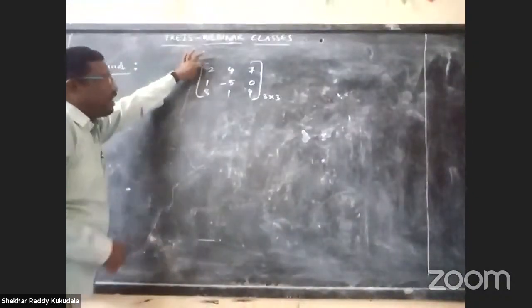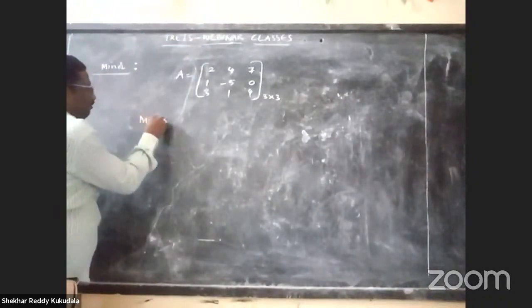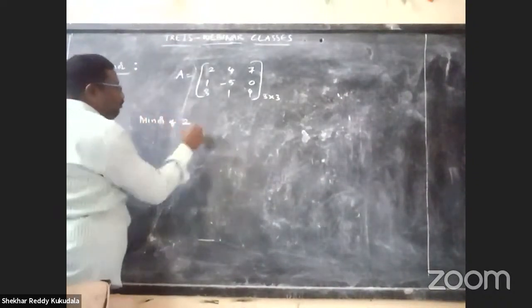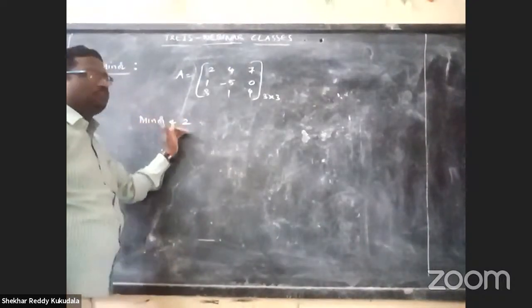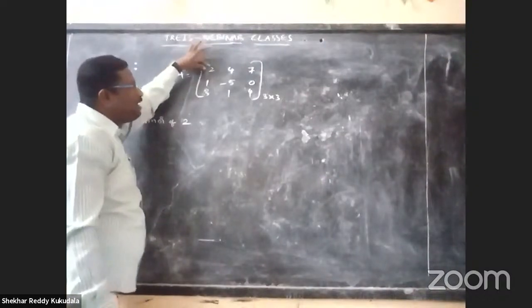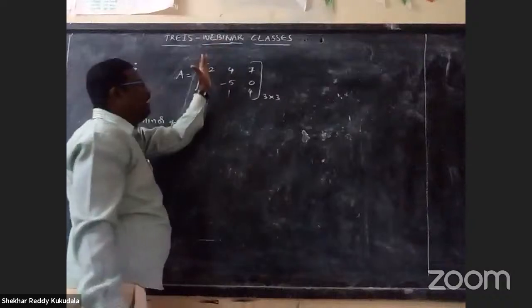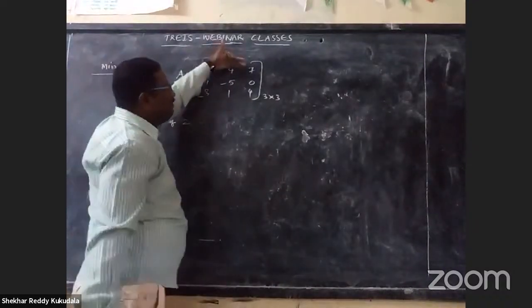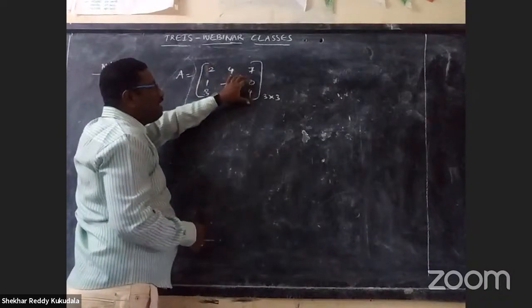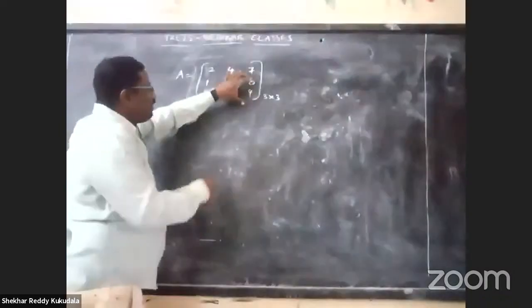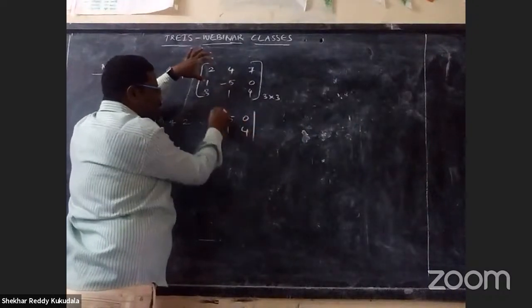First, I wanted to find out the minor of 2. Whenever we are finding the minor of 2, what we should do? Wherever the element 2 is present, delete that row and delete that column. So when we delete that row and that column, there will be a remaining 2 by 2 square matrix. For this remaining 2 by 2 square matrix, we need to find the determinant.